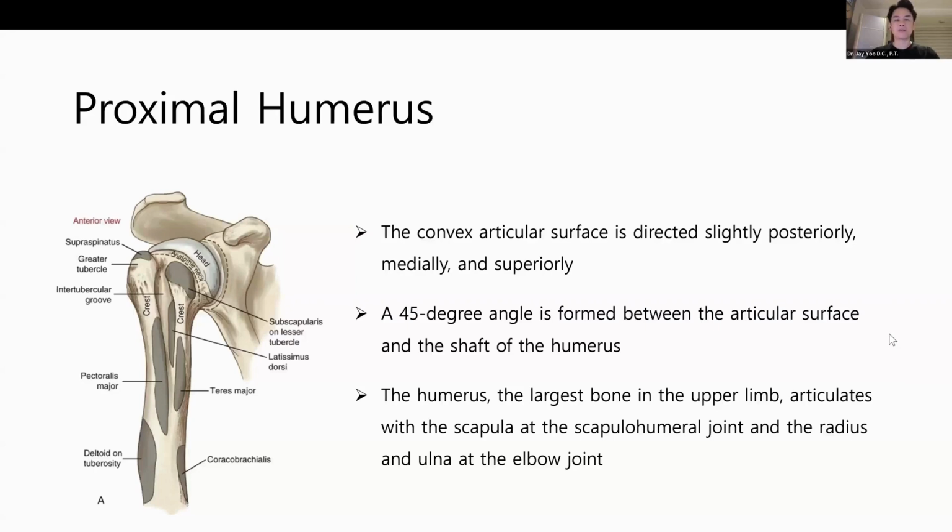So in the rotator cuff, we will start with the anatomy first. In the rotator cuff, we should look at the humerus first. In the humerus, the convex articulation is directed posteriorly, medially and superiorly. So you should memorize and know this position. And a 45 degree angle is formed between the articular surface and the shaft of the humerus.